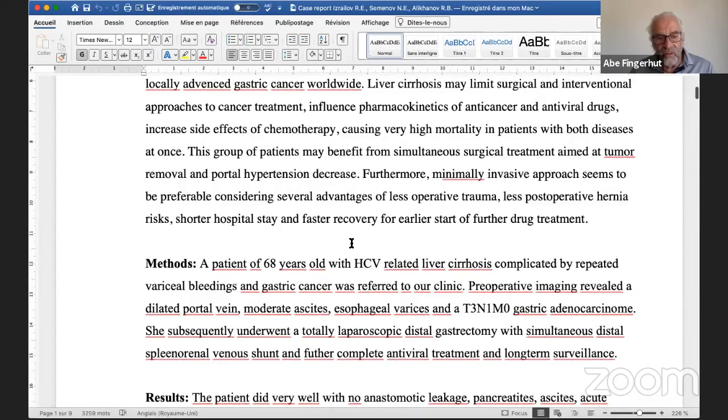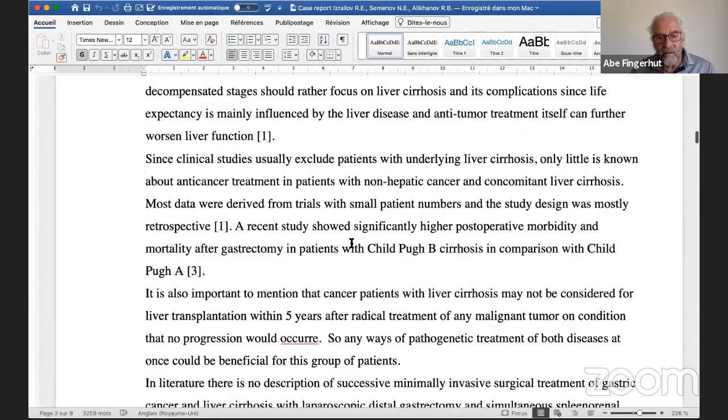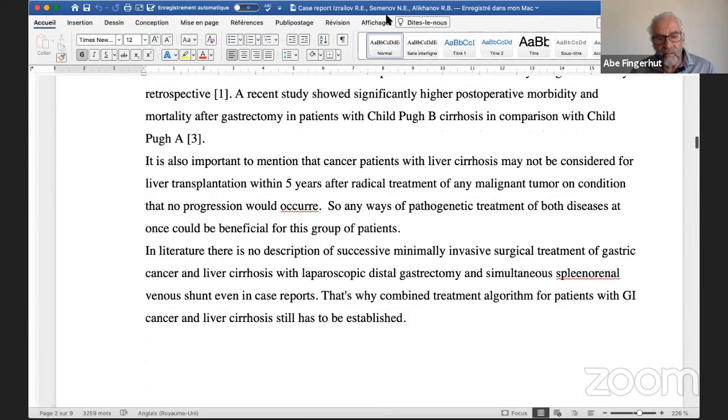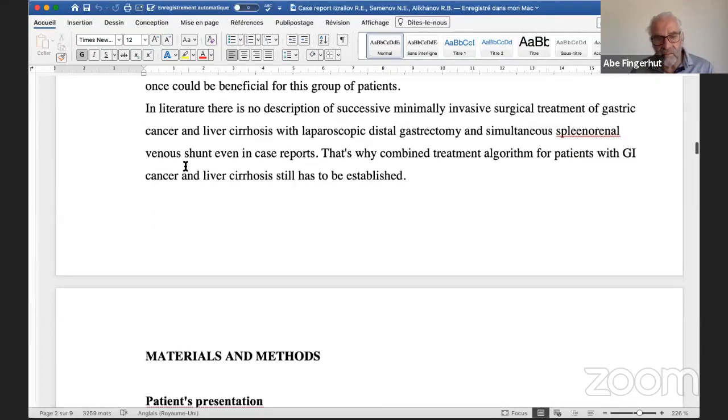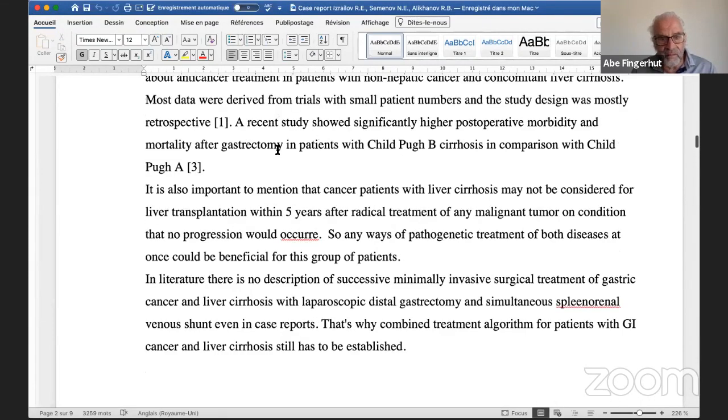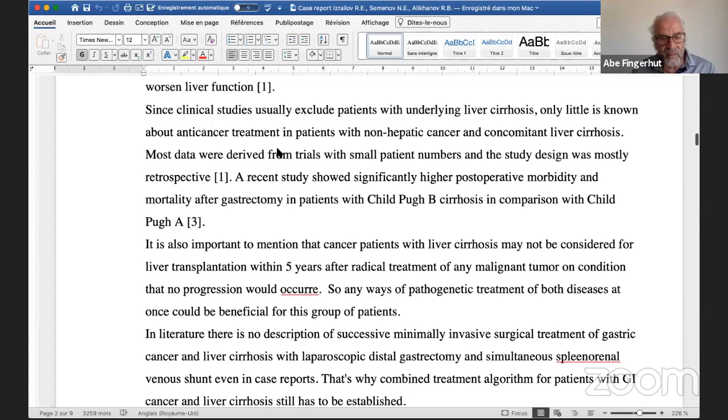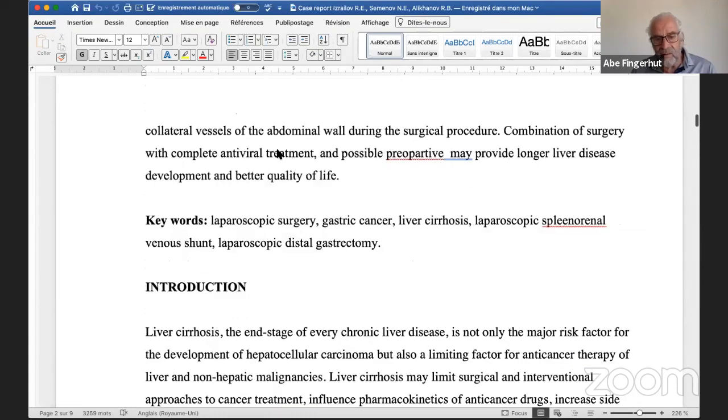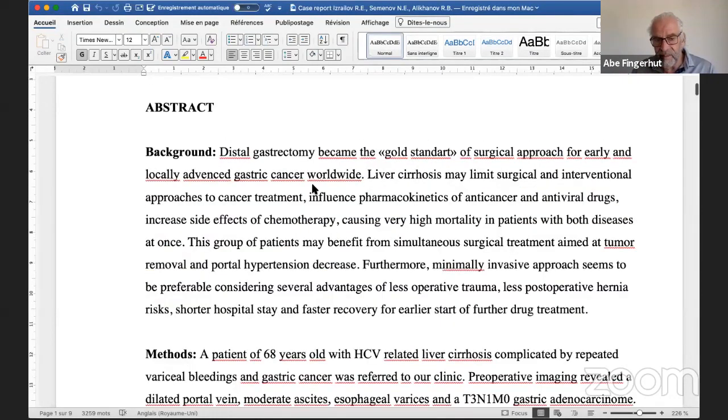Okay? So your introduction should start with, here, for instance, there's nothing about gastric distal. In the abstract, go back to the abstract, you say distal gastrectomy became the gold standard. Why don't you repeat it in the introduction of your paper? This gives the background for the gastric component. Then you talk about the liver cirrhosis. Then you talk about the fact that operating them in a staged way would be difficult, complicated, and your idea was to do it simultaneously.